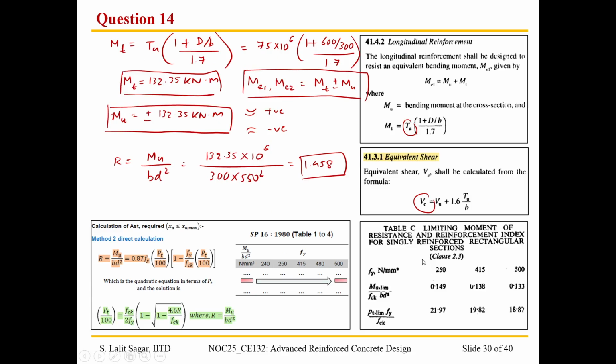If we go to Table C of SP16, we have the limiting value of the moment of resistance. For Fe415, Mu limit by fck bd square is 0.138. I think last class we had this problem. So depending on the grade of steel, we can use these coefficients accordingly.